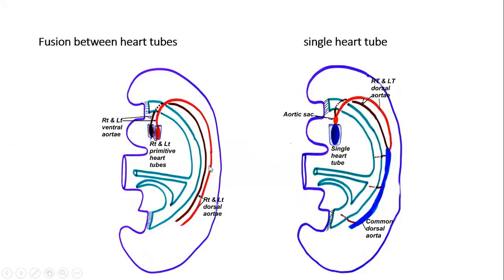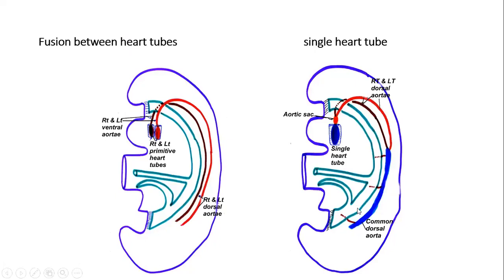Now if you see the dorsal aorta, there are two dorsal aortae, and these also join together. If you see here, these two have joined together to form a common dorsal aorta. Okay, so this is happening: there is joining of the heart tubes as well as the aortae being joined together to form a single aorta. Okay.